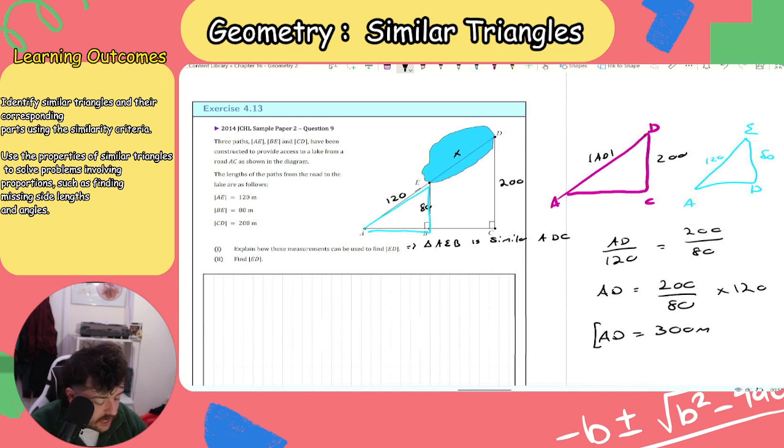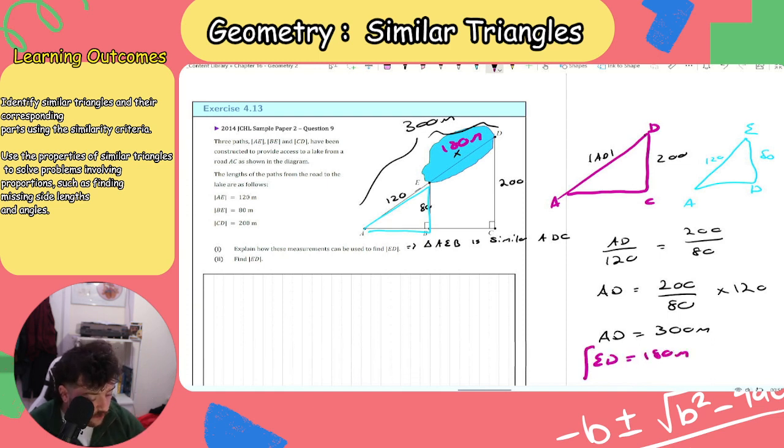But that's not what's asking me in the question. The question is asking me find ED. So ED is here. So if the entire thing is 300 meters and the first bit is 120, therefore this bit has to be 180. So ED is equal to 180 meters. So the length of the river is 180. And so there you go, that's similar triangles.